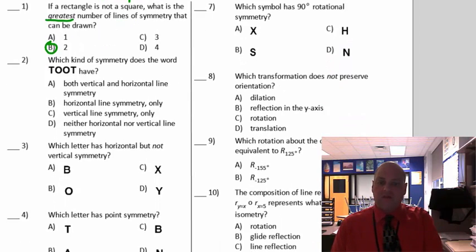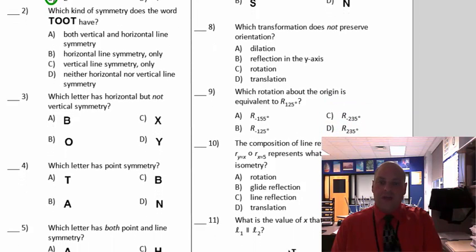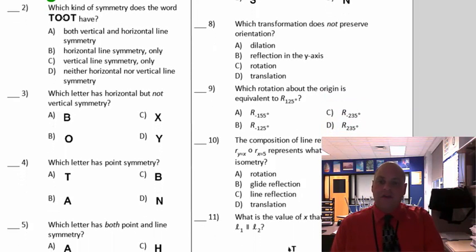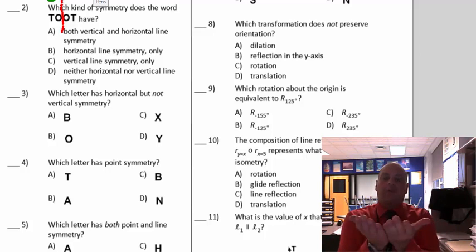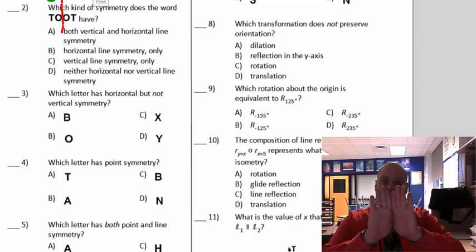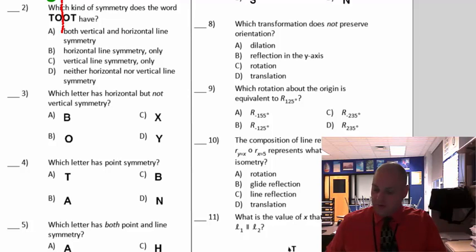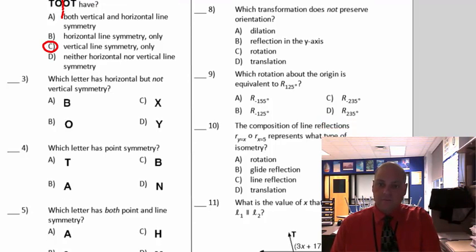Which kind of symmetry does the word toot have? Well, we can only do a line of symmetry right down the middle, vertically. See, if you fold the paper right in between the O's, it'll land on itself. That's vertical symmetry only. Cannot be done horizontally.